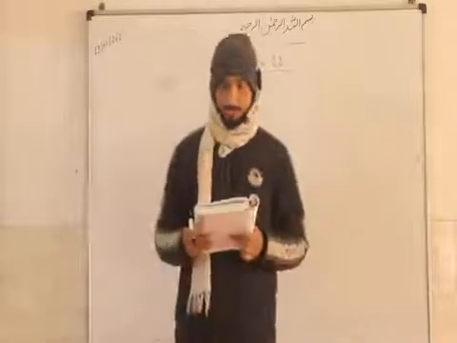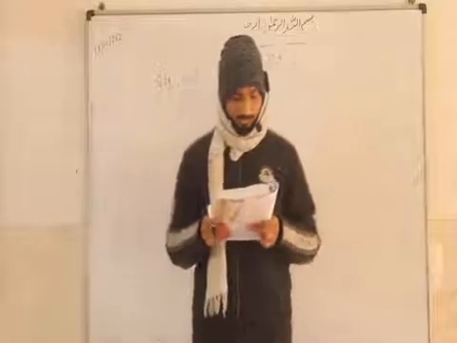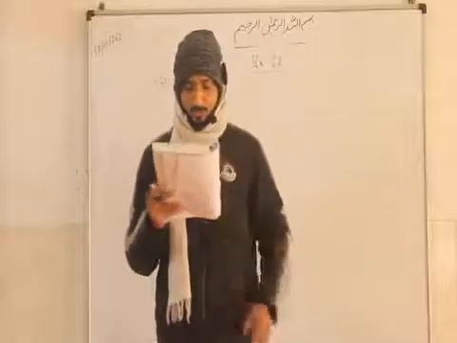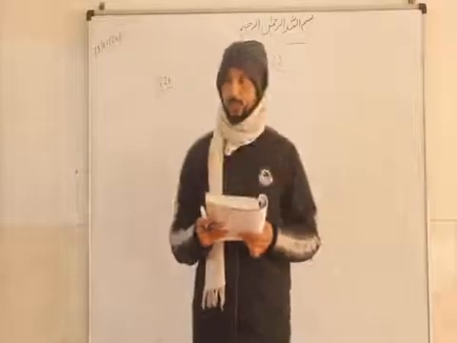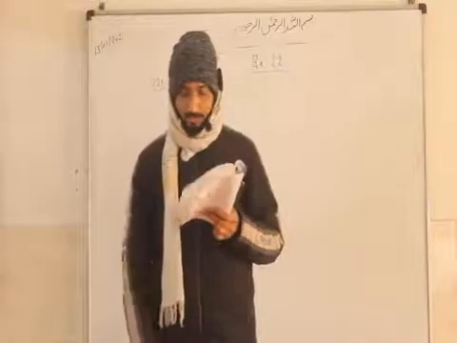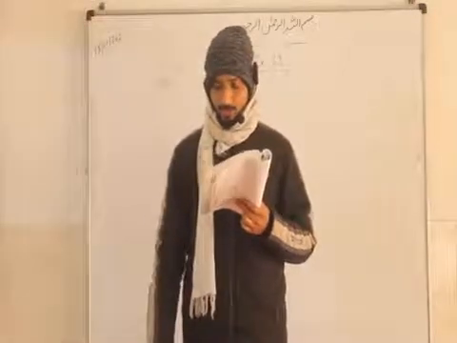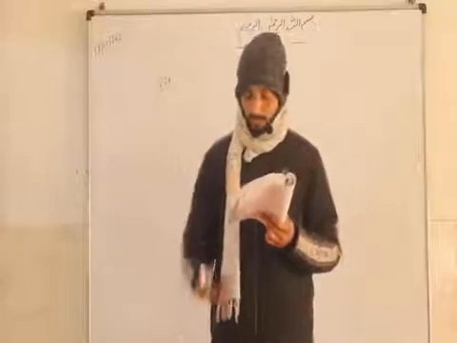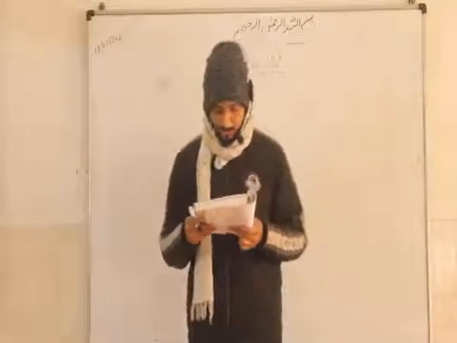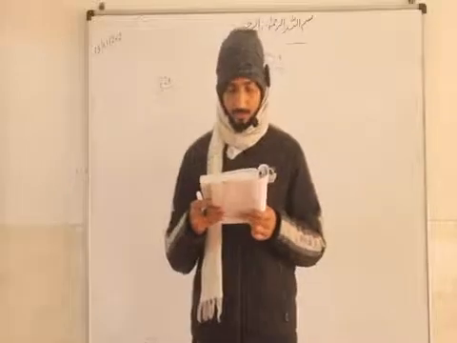Question number 21. A certain sum amounts to rupees 5,292 and to rupees 5,556.60 in 3 years at compound interest. Find the rate and the sum.